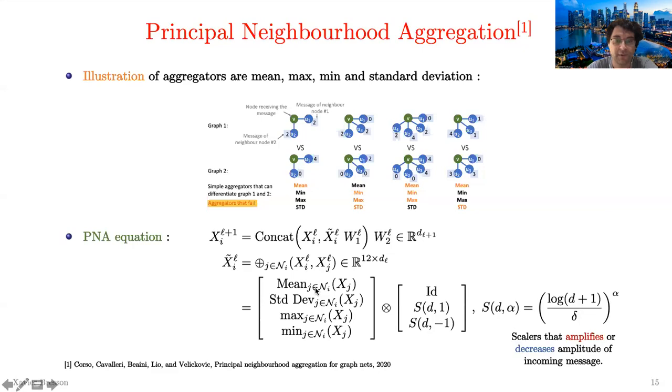Here this is an outer product, a tensor product. Then you just concatenate. So you have 4 times 3, which is 12 aggregators with their scalers. You get the 12 here, and D_L is the dimensionality of your hidden features. And then you have some parameters, W1 and W2, to learn during the process.